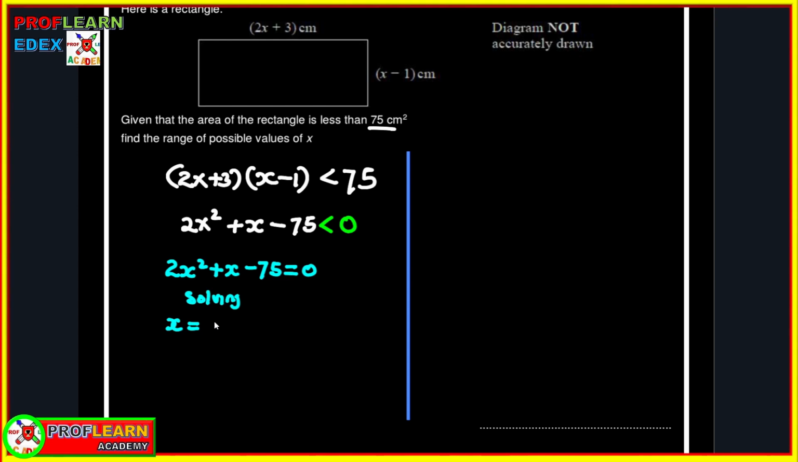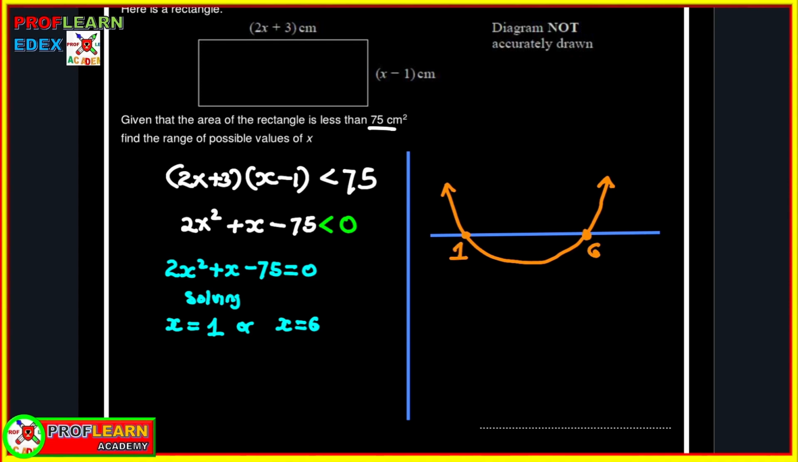And getting the critical values, I'm getting x equals 1, or you get x to be 6. Now, once you have gotten this, you are going to draw the graph to represent the quadratic equation that we are having here. Since the coefficient of x squared is positive, the graph is going to open upward, and that will mean that the points where this graph cuts the x-axis are this point, which is actually 1, and this other point, which is actually 6.